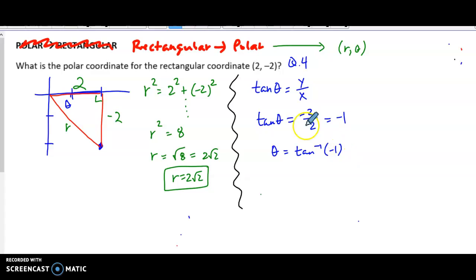And so really what we're asking is tangent of what is negative 1. Right? Tangent of what is negative 1. And so if you know that it's the same on top and bottom, if you know that it's 1 or negative 1 for tangent, right, your angle has to be one of the 45-degree angles.